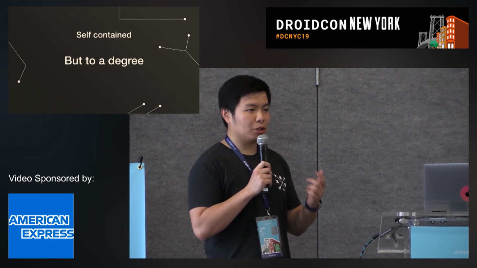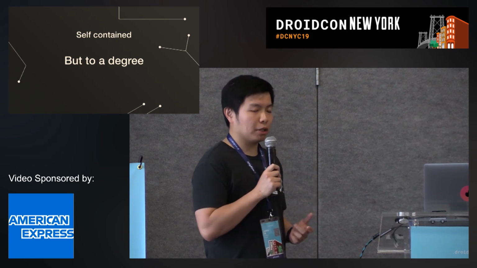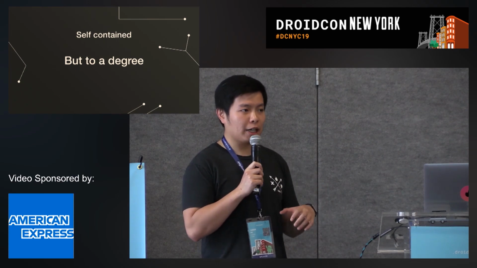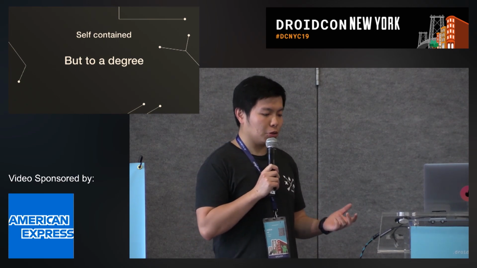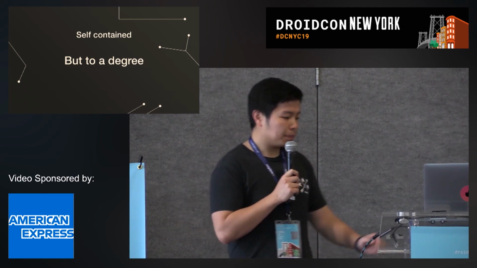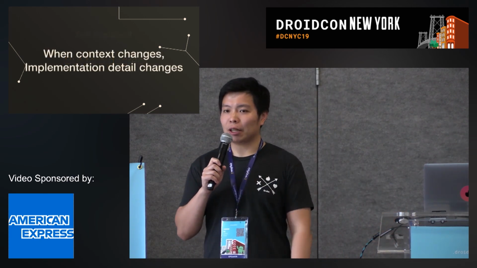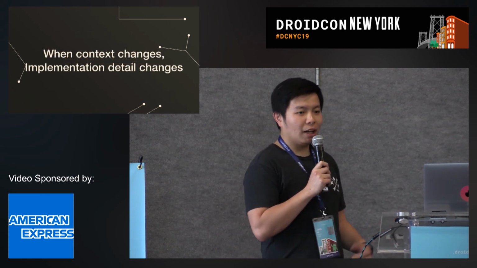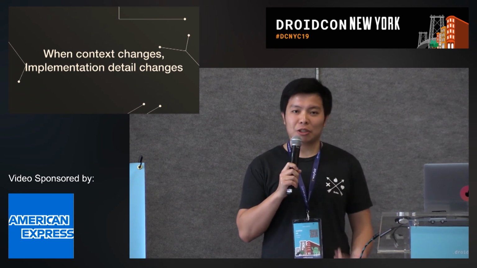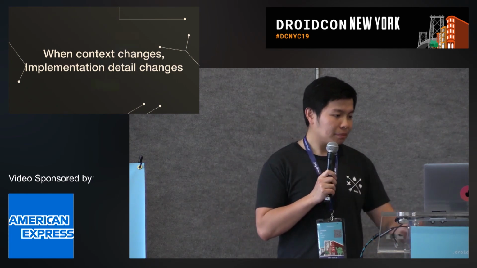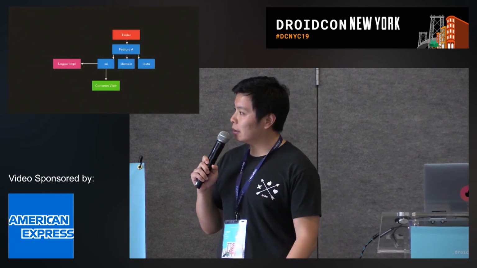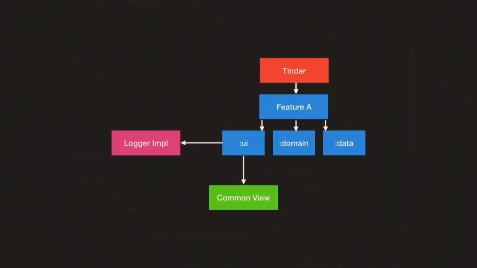app you can still have those stubbed out with a fake implementation, when you actually merge into the Tinder application module, we just leverage Tinder to share those dependencies between modules. Another interesting thing we found is when context changes, implementation details change too. What does that mean? Let's take a look at one of the features. Let's say the Tinder application module depends on feature A. Feature A has the very nice UI, domain, data, and the UI depends on this common view, and then the UI depends on this logger implementation.